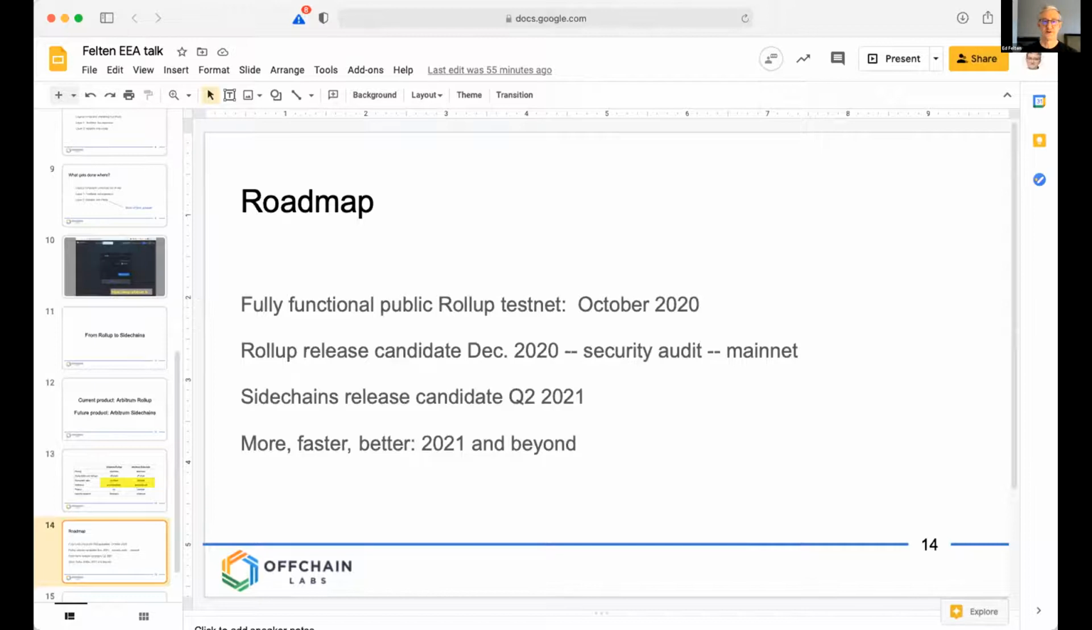Okay, so in terms of roadmap, our first fully functional public rollup testnet rolled out in October. We'll have a rollup release candidate this month, which will enter security audit by the end of the month. Once the security audit is done and we deal with any issues that are discovered there, we'll be good to launch on mainnet. The side chains product, which will sit alongside the rollup product, we expect to have a release candidate in Q2 of 2021. And there's a lot more on our roadmap, a lot of improvements to efficiency, functionality, and security that are further down the road. And that's all.